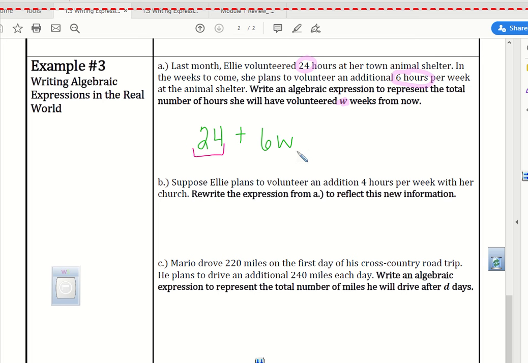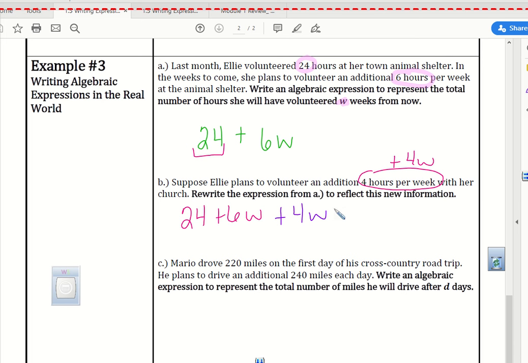Letter B, suppose Ellie plans to volunteer an additional 4 hours per week. Okay, so we have something plus 4 hours per week, so something plus 4W with her church. Rewrite the expression from A to reflect this new information. So here we have, she's already volunteering 24 plus 6W. Okay. Now she wants to volunteer an additional 4 hours per week.